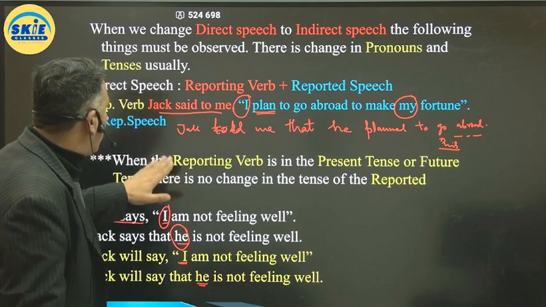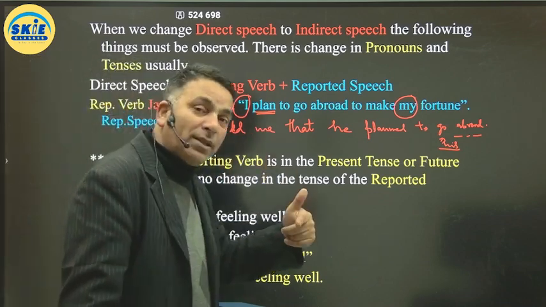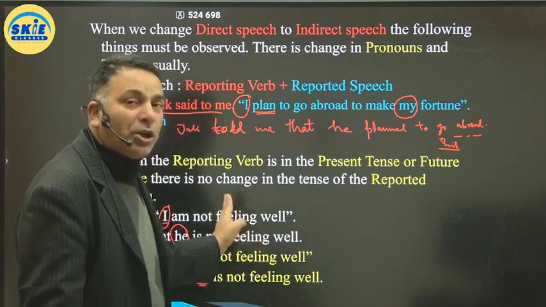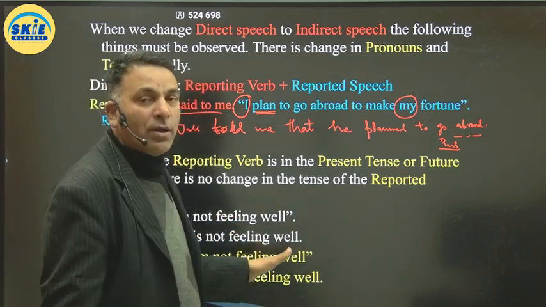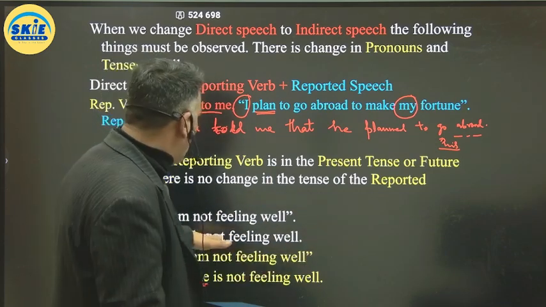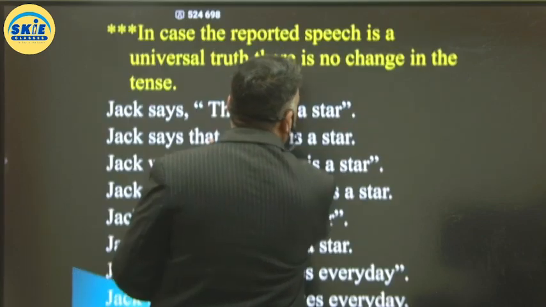So be careful that when the reporting verb is in the present tense or in the future tense, there is no change in the tense of the reported speech. However, the pronouns will definitely change in this situation. Okay guys, now moving to the next one.